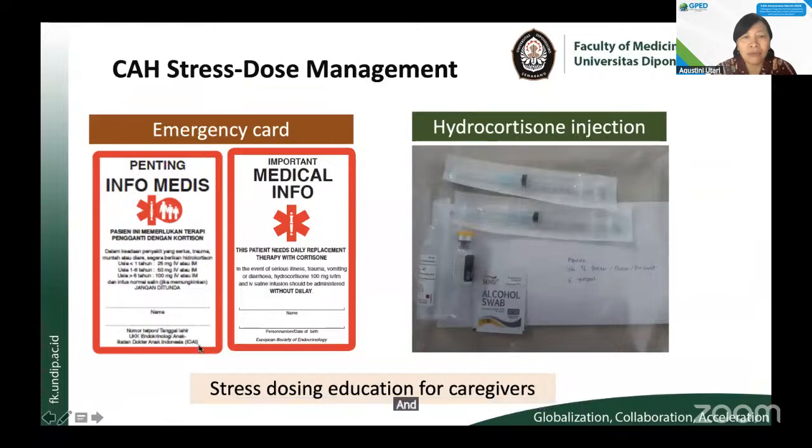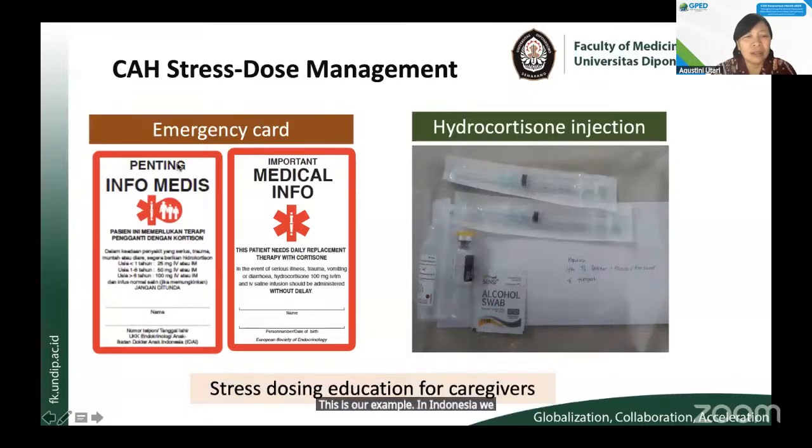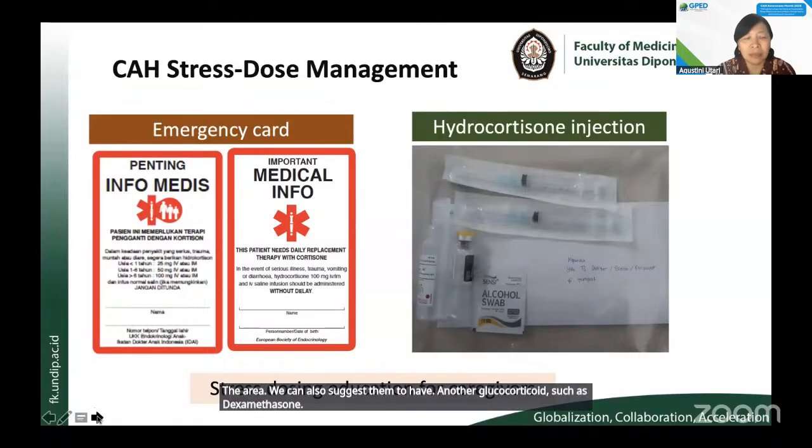And here, one of the important things for stress dose management is the emergency card. This is our example in Indonesia. We have the emergency card in Indonesian language. And if possible, actually we give them a hydrocortisone injection. But sometimes it's difficult to bring hydrocortisone along. So if there is no hydrocortisone injection in the area, we can also suggest they have another glucocorticoid, such as dexamethasone or prednisolone.